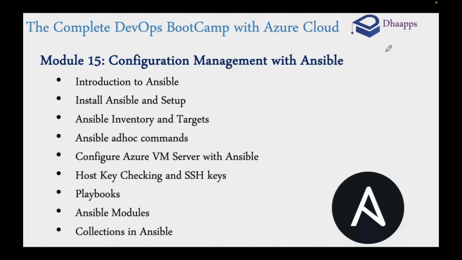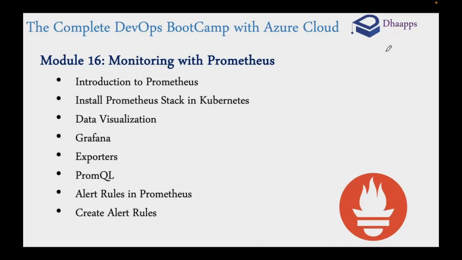Then module 15, which is Ansible. You will deploy your resources, but you have one more step in DevOps, which is configuration that suits our application. So we will use Ansible to make that configuration. Okay, now in the final module we have Prometheus, which is the monitoring tool that helps us monitor servers, applications, logs, alerts, and so on.